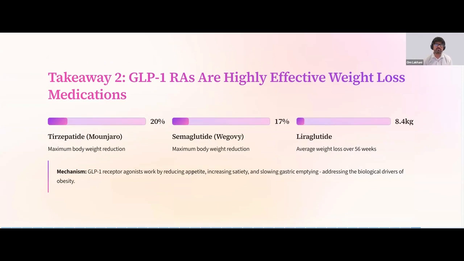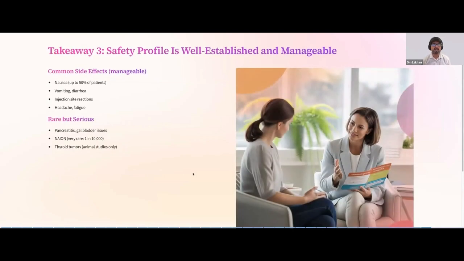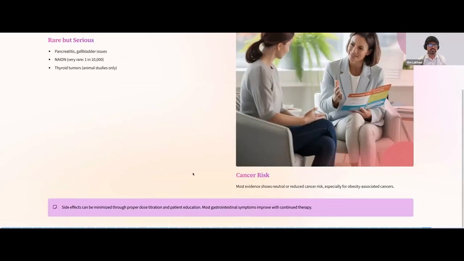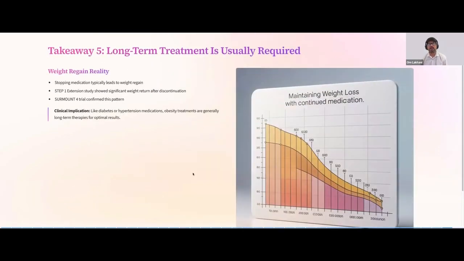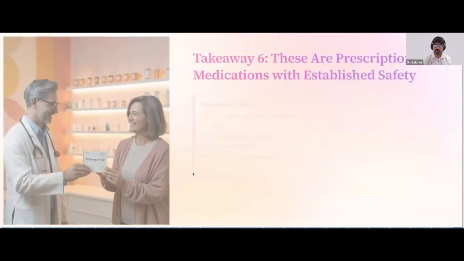Consider that tirzepatide, or Mounjaro, leads to 20% weight loss. Wegovy leads to 17% weight loss, and the older generation drug, liraglutide, leads to 8.4 kg of weight loss in clinical trials, so about 8 to 10%. So anything between 10% to 20% is the range which you get. Common side effects are generally manageable: nausea, vomiting, sometimes diarrhea with these agents. Of course, it has benefits far beyond the weight: cardiovascular benefit, renal protection, liver disease, osteoarthritis, and everything. Right? And ultimately, long-term treatment is the thing. So you have to continue these agents for a long time, which is now well known.